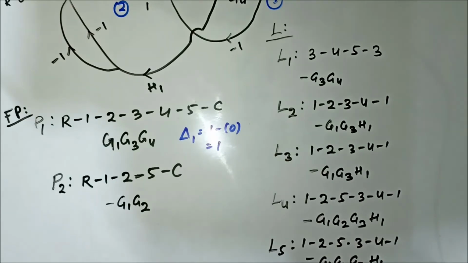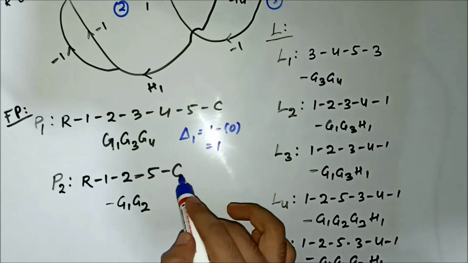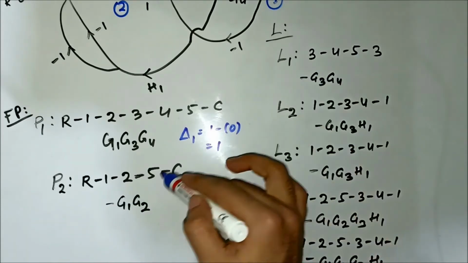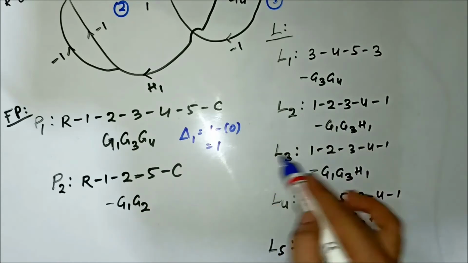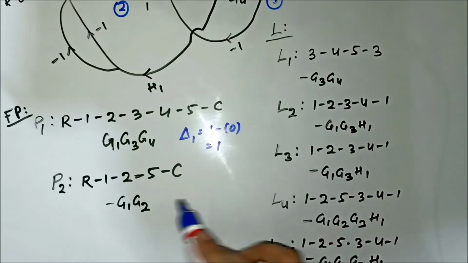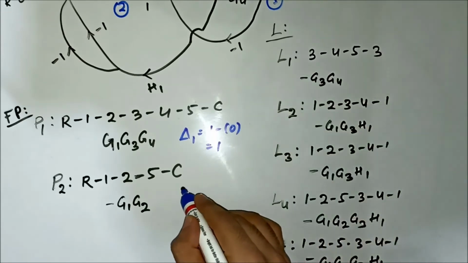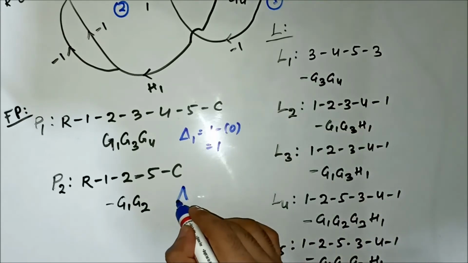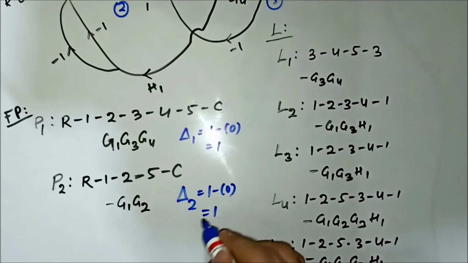For P2, see 1, R1, 2, 5, C. In L1, 5 is common. In L2, 2 is common. In L3, 2 is common. In L4, 2 is common. In L5 also 2 is common. So here also it is touching all the loops. So the path factor is delta 2 equals 1 minus 0, which is 1.